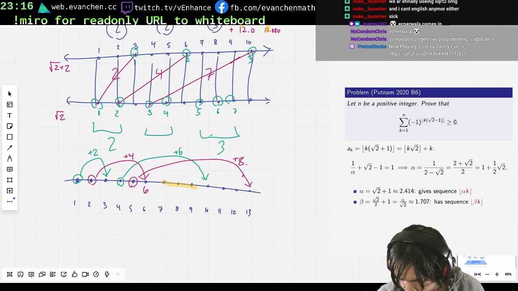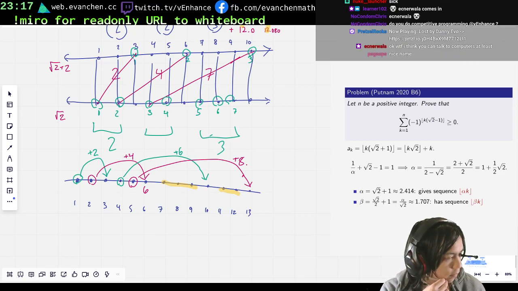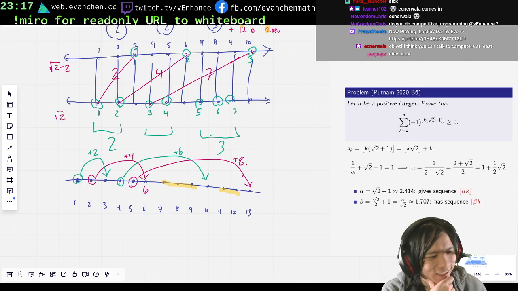So this 3 will do something, and then this 2. So okay, I guess it's like these 2, 2, 3, 2, and something like that.